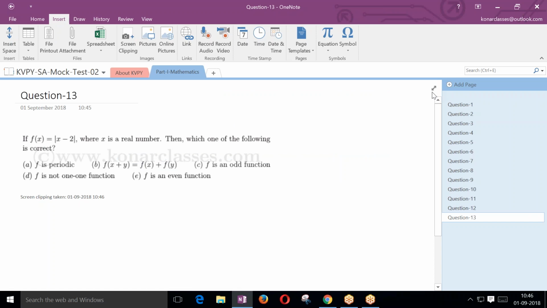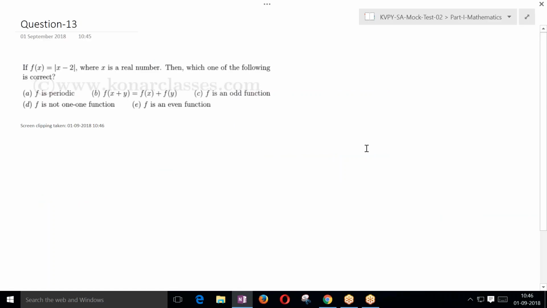Question number 13 says, if f(x) equals mod of x minus 2, where x is a real number, then which one of the following? There are 5 options here. Option A, f is a periodic function. Option B, f(x plus y) is equal to f(x) plus f(y). Option C, f is an odd function. Option D, f is not one-one function. And option E is f is an even function.